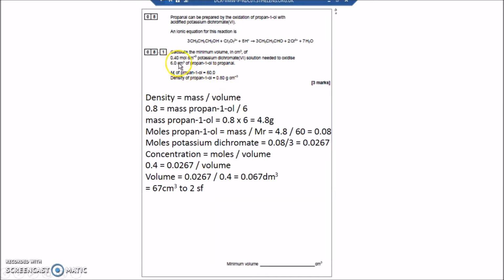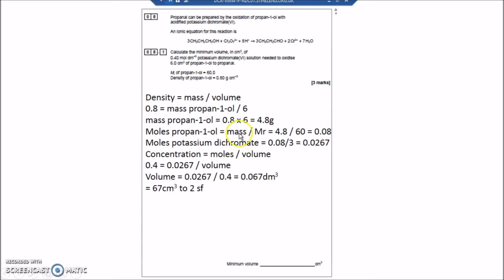Some of the data is to 3 significant figures, but this one, 6.0 centimetre cubed, is to 2 significant figures. So even though all of the data is to 3 significant figures, apart from this one that's only to 2 significant figures, you've got to go with the one that's got the lowest number of significant figures for your answer. So since this 6.0 is only to 2 significant figures, my answer's got to be to 2 significant figures.